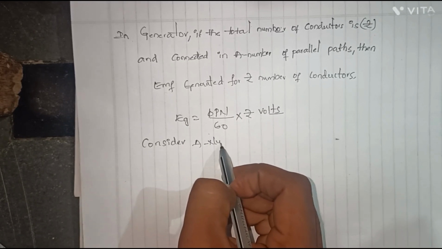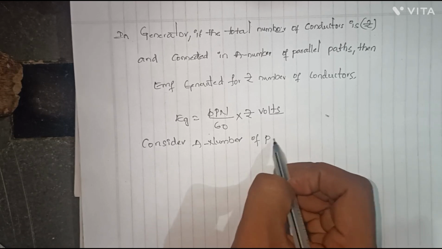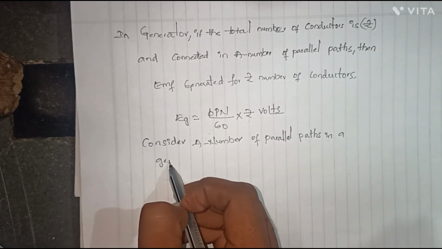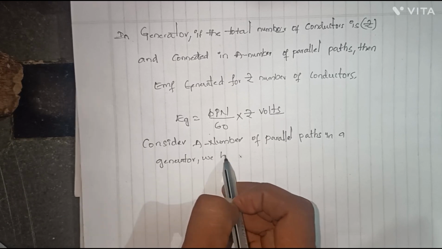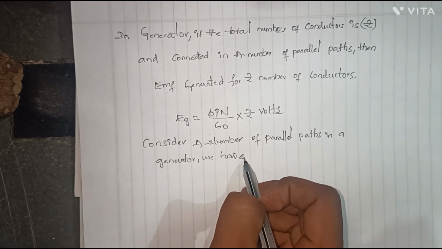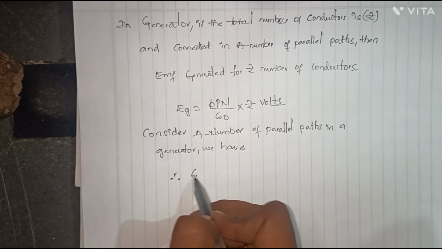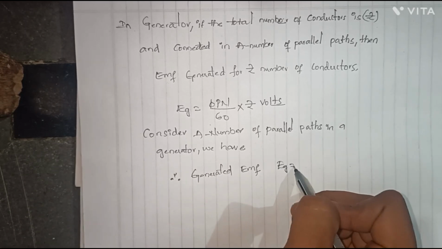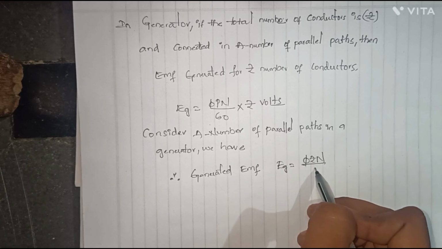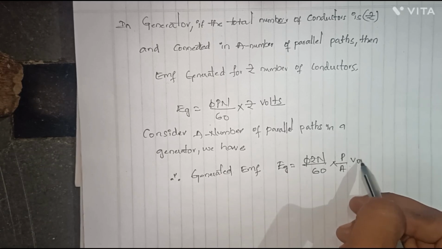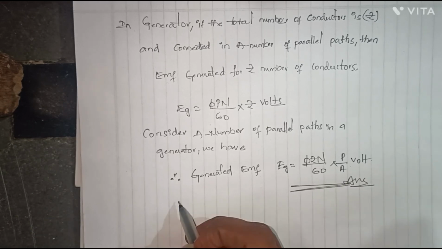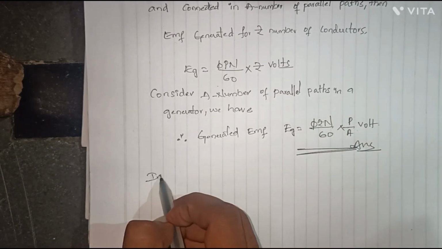We know that we have two types of windings, lap winding and wave winding. Now consider the number of parallel paths in a generator. Therefore, generated EMF Eg equals phi Z N by 60 into P by A. P means number of poles, A means number of parallel paths. EMF generated is completed.